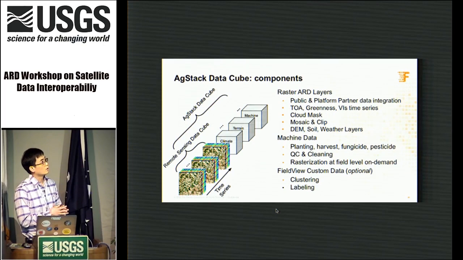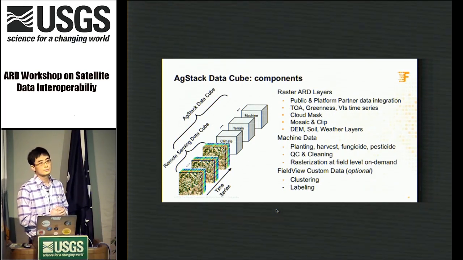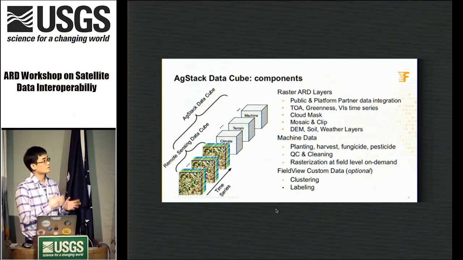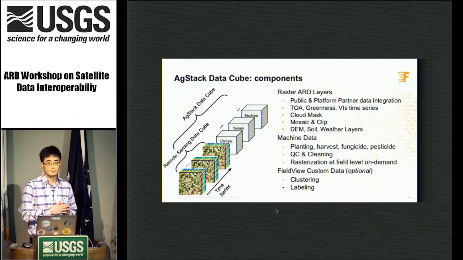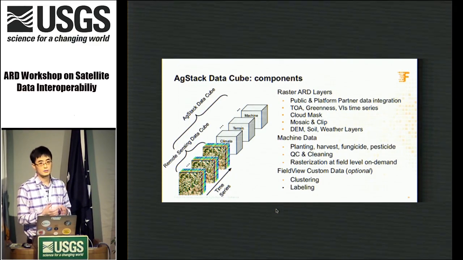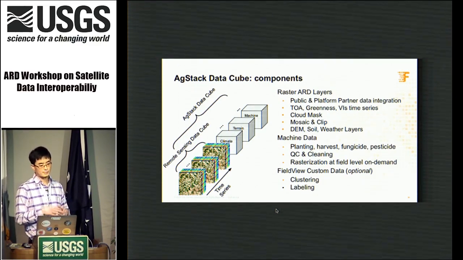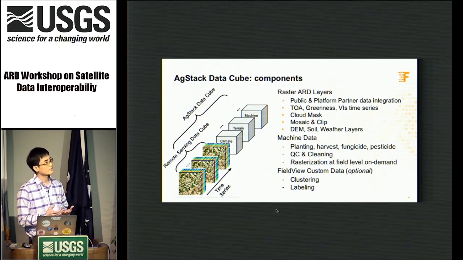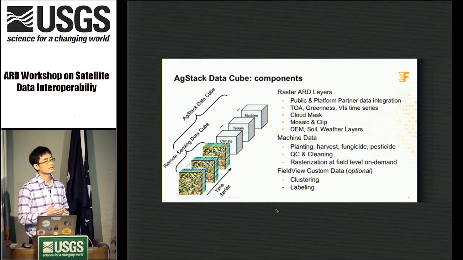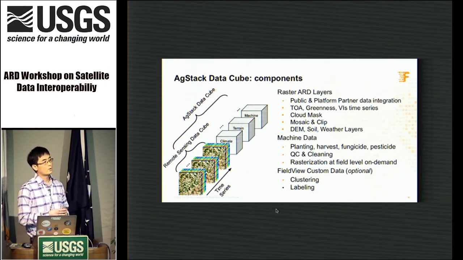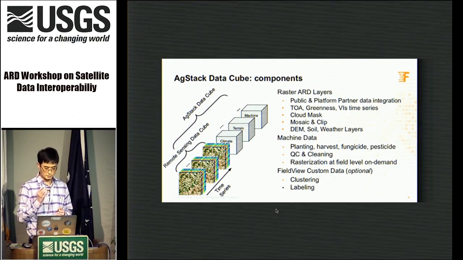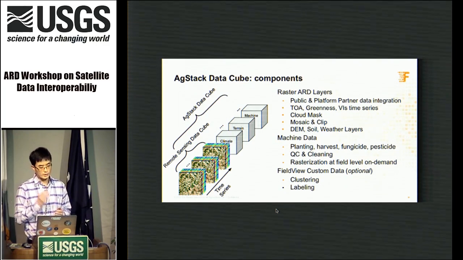And this is an example of the Agstack cube, according to our understanding. It's an enhancement of the remote sensing data cube ARD product. So first we have raster ARD layers, which include the public and the platform partner data integration. Specifically, we want time series from the TOA, greenness, the vegetation index. We want to specify how we do the cloud mask, mosaic, and clip. And we also want the DEM, soil, and weather layers.